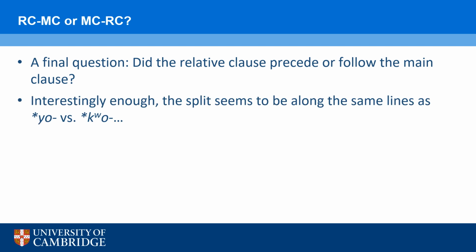But I should say that in the following slides, RC stands for relative clause and MC stands for main clause. In the examples we've seen so far, sometimes the relative clause comes before the main clause and sometimes after. Yet again, there appears to be a non-trivial pattern here.